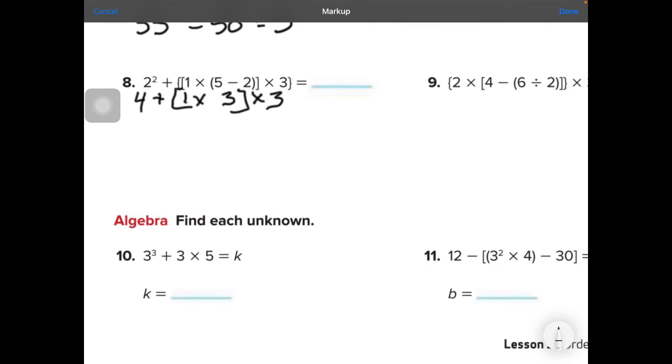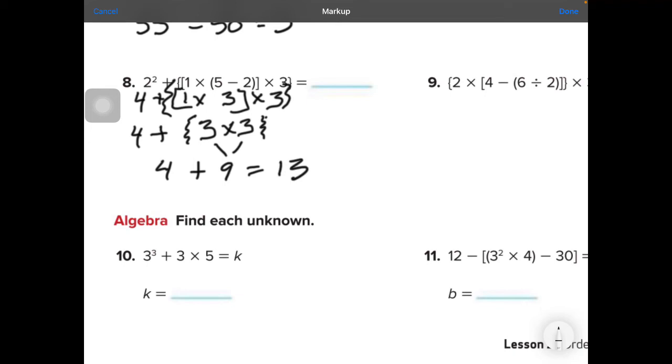Okay, do what's in the bracket. Again, we have 1 times 3 is 3 times 3. And that's supposed to be in a brace. That's what my braces look like. Plus 4. So 3 times 3 is 9 plus 4 equals 13.